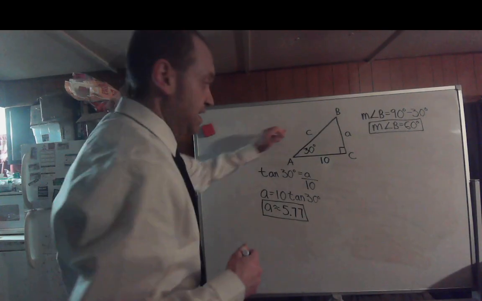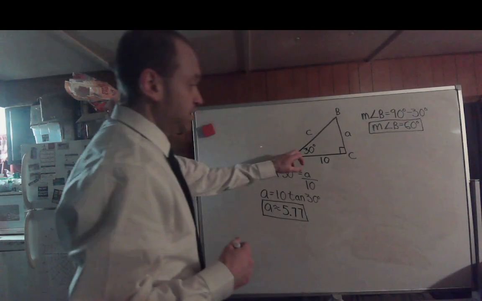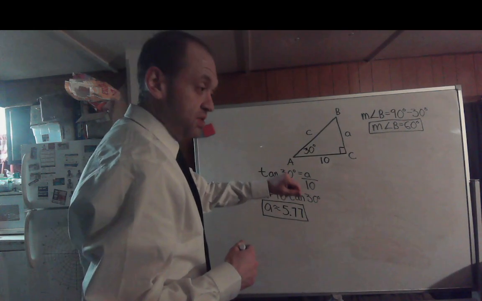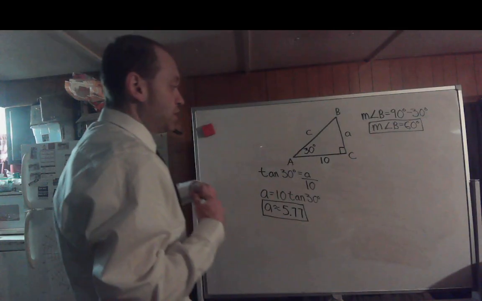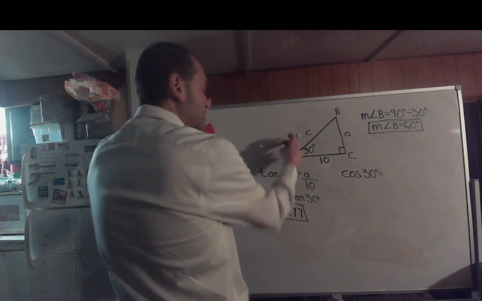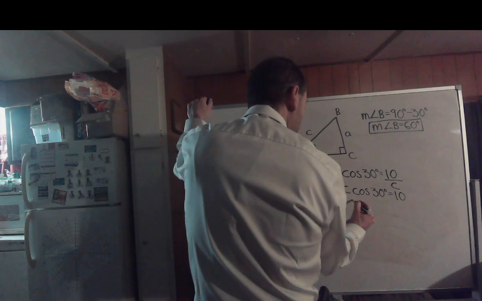Then we need to find side C. Well, if we look at the 30-degree angle again, the cosine of 30 is 10 over C. So here's what we can do then. Take the cosine of 30 degrees, adjacent over hypotenuse, that'll equal 10 over C. So then C times the cosine of 30 degrees equals 10, and then you'll have that C equals 10 divided by the cosine of 30 degrees.